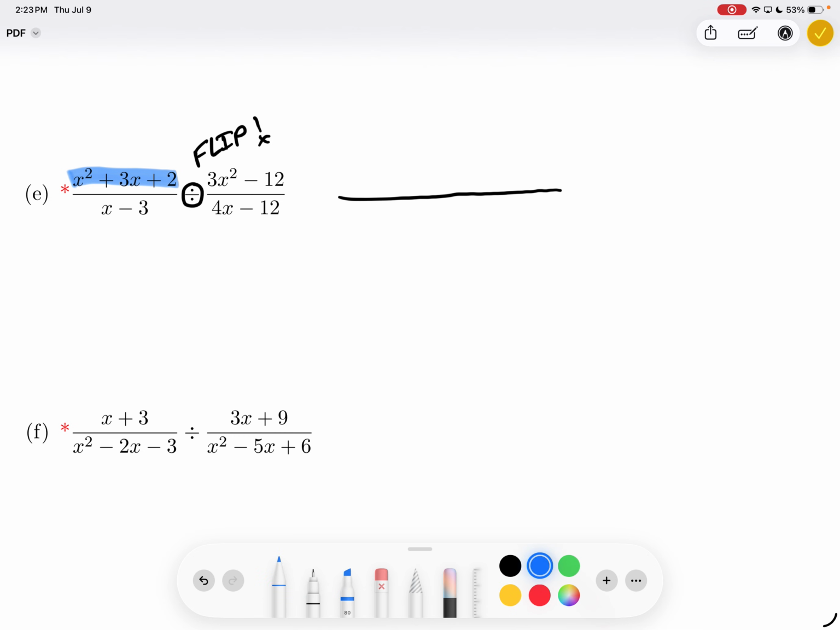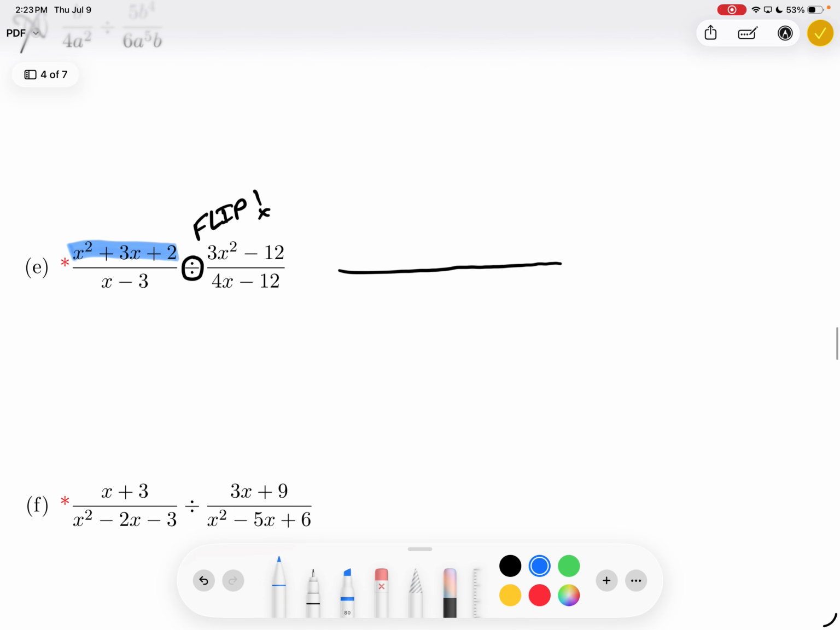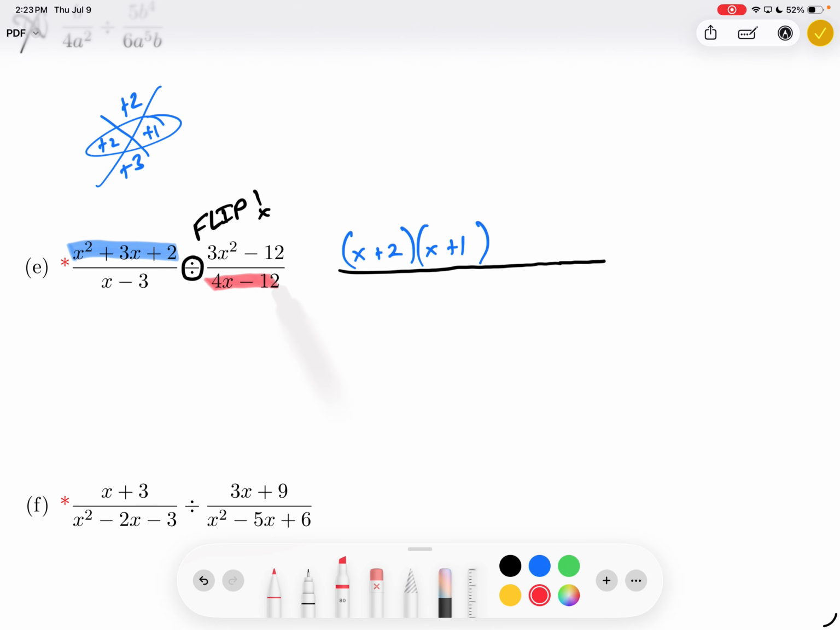All right, upper left. Upper left, that's a 3-term one, so I'm saying what multiplies to be 2 and adds up to be 3? 2 and 1. 2 times 1 is 2. 2 plus 1 is 3. So x times x is x squared, and a 2 and a 1. All right, now here's where you got to pay attention. I'm flipping the next one. So my upper right is actually this one right here. Right? That makes sense to everybody?